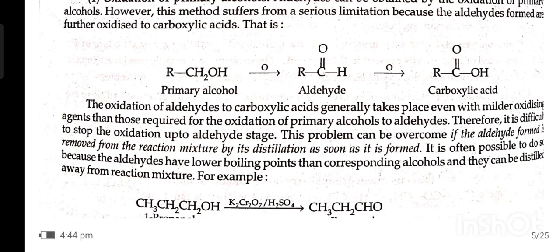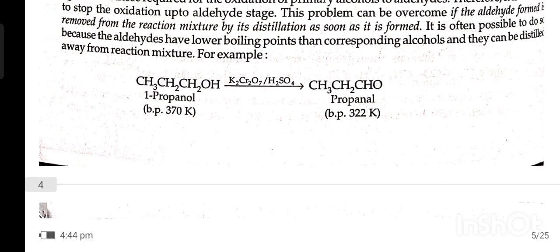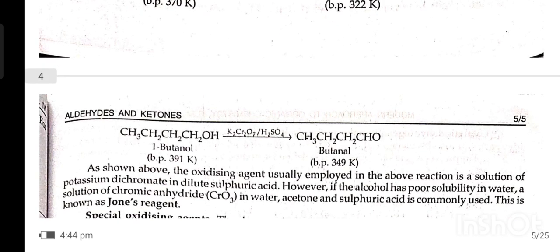The oxidation of aldehyde to carboxylic acid generally takes place even with mild oxidizing reagents. Therefore, it is difficult to stop the oxidation at the aldehyde stage. This problem can be overcome if the aldehyde is removed from the reaction mixture by distillation as soon as it is formed. It is often possible to do so because aldehydes have lower boiling points than the corresponding alcohols and can be distilled away from the reaction mixture. For example, 1-propanol in the presence of K2Cr2O7 and H2SO4 gives propanal. Boiling point of alcohol 370 Kelvin and boiling point of aldehyde 322 Kelvin.